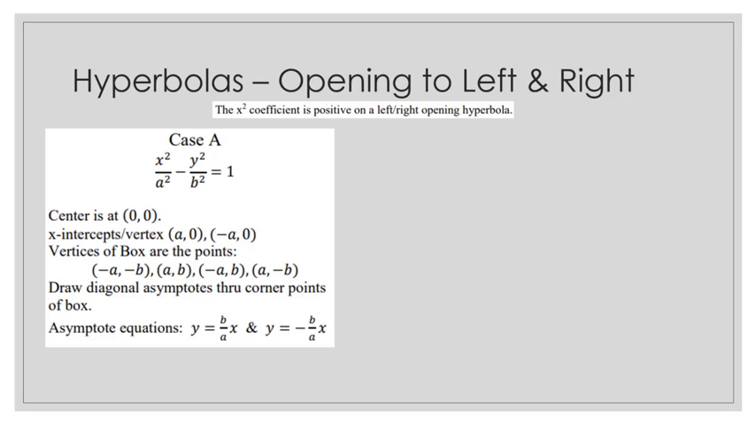So this is a case, just like we did the others, where the center is at 0, 0. There's our different vertex points and how to draw the box. Well, let's just look at an example.